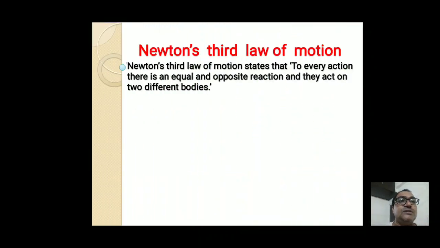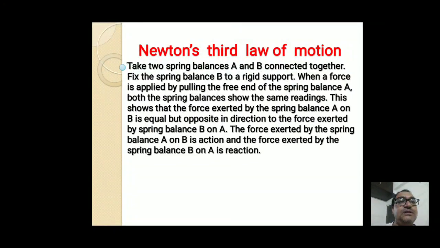So students, what is it? Newton's third law of motion states that to every action there is an equal and opposite reaction, and they act on two different bodies. We can say that for every action there is an equal and opposite reaction, and they act on different objects. So this is Newton's third law of motion. Let's understand it with different examples.